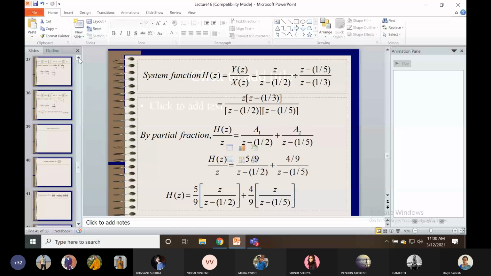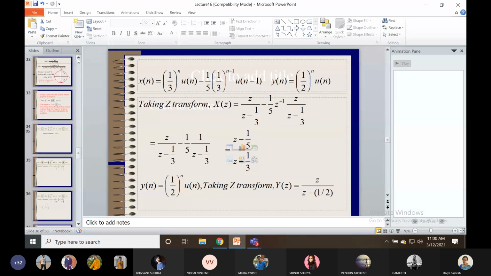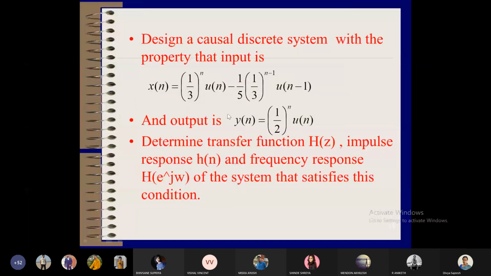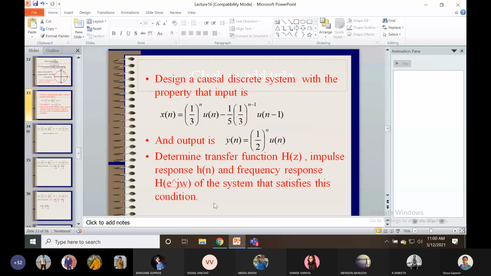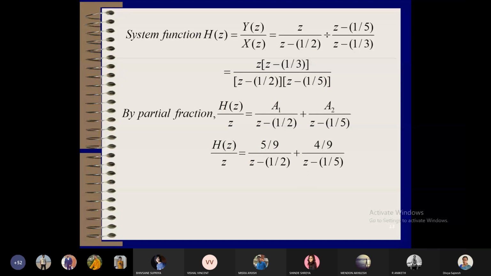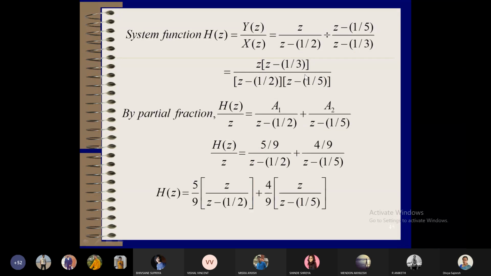Let us go back to the question. Yes. The question is to determine the transfer function h of z, which you already got. Now from the transfer function you have to obtain the impulse response. You have to take the inverse of h of z. Then only you will get the impulse response. So that is why we are doing the partial fraction, in order to segregate those terms. So h of z is already obtained here. Now you have to obtain the inverse of h of z.